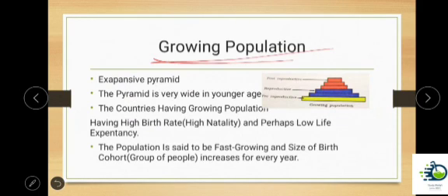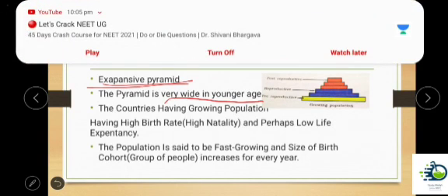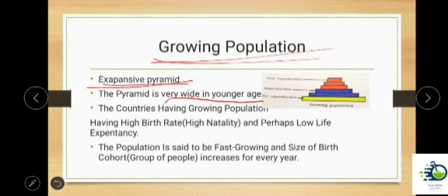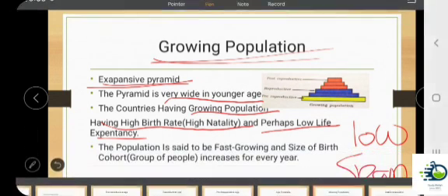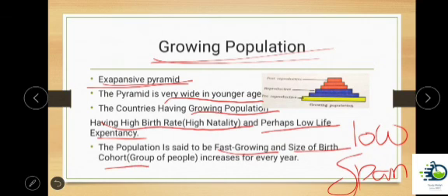Now let us discuss the growing population. The expansive pyramid is known as a growing population. The pyramid is very wide in the younger ages. The countries having a growing population have a high birth rate, high natality, and perhaps low life expectancy, meaning low lifespan. The fast-growing size of the birth cohort means the group of people increases. The people are increasing rapidly.